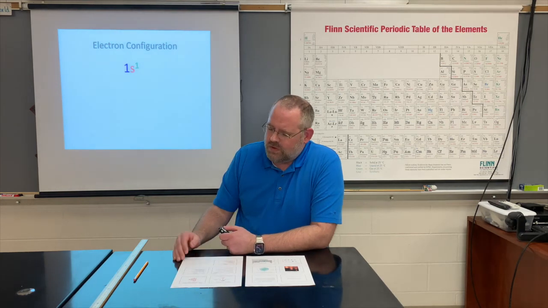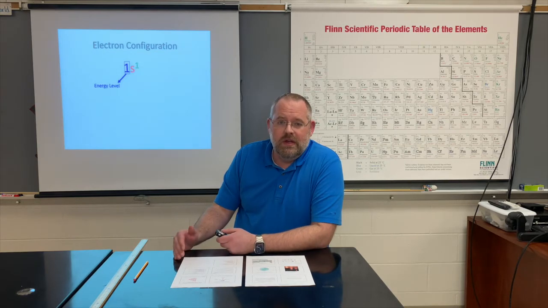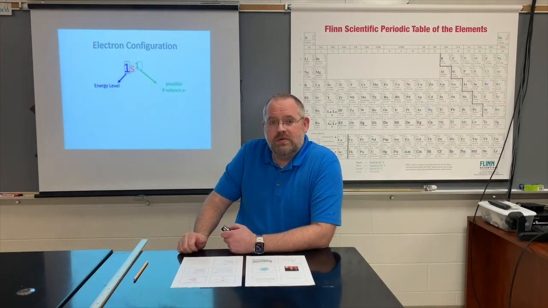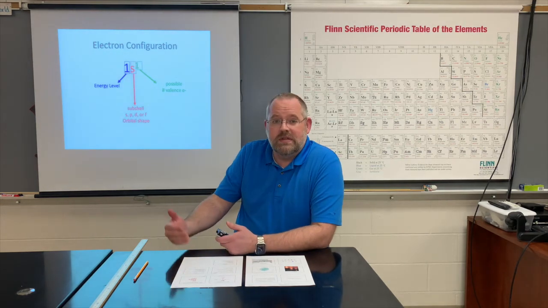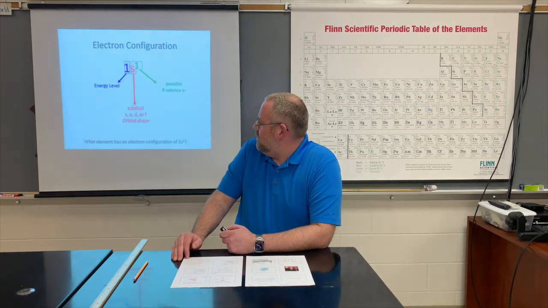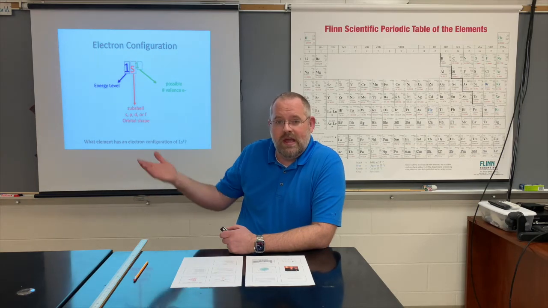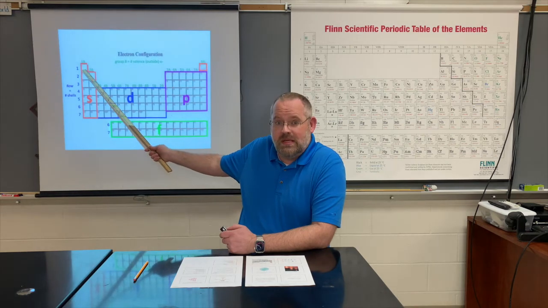So we have the first number, which represents the energy level. Now, it doesn't necessarily mean the period, it just means the energy level of the orbital, the s, p, d, or f. The second number, the exponent, is going to represent the number of valence electrons, and the letter is going to represent the shape, the s, p, d, or f. So this particular element, which is represented by 1s1, is hydrogen.